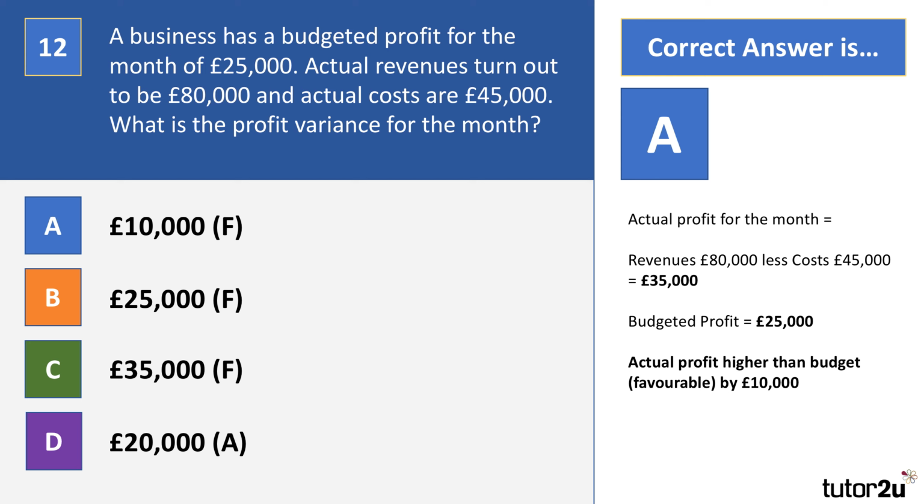Always remember to put F for favourable or A for adverse after your calculation to show the examiner that you know the difference between a favourable and an adverse variance. The answer isn't just £10,000, it's a favourable variance. Profit was better than we expected.